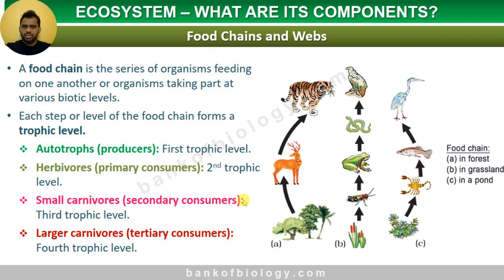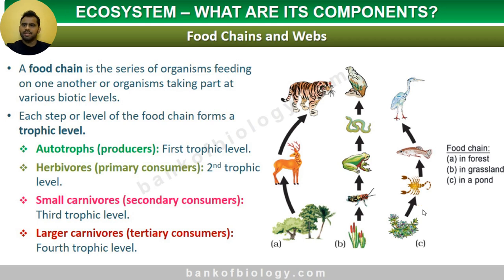Like a food chain can be this: there are trees. The deer has eaten the tree. Lion has eaten the deer. This is a straightforward food chain. Now there we have some grass. Grasshopper has eaten it, frog has eaten grasshopper, snake has eaten the frog, and the eagle has eaten the snake. This is another food chain. We have again some producer, the grasses. Scorpion has eaten it, fish has eaten the scorpion, and the crane has eaten the fish. This is another food chain.